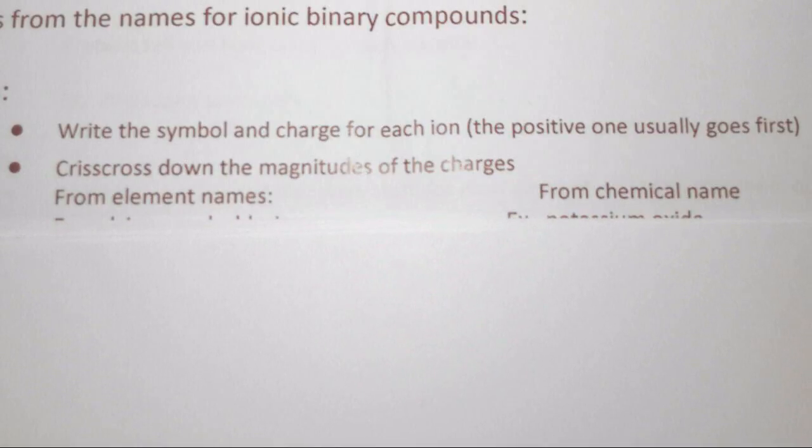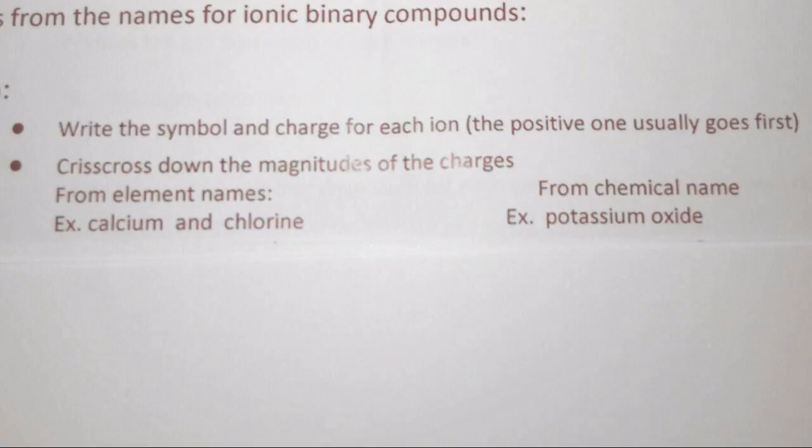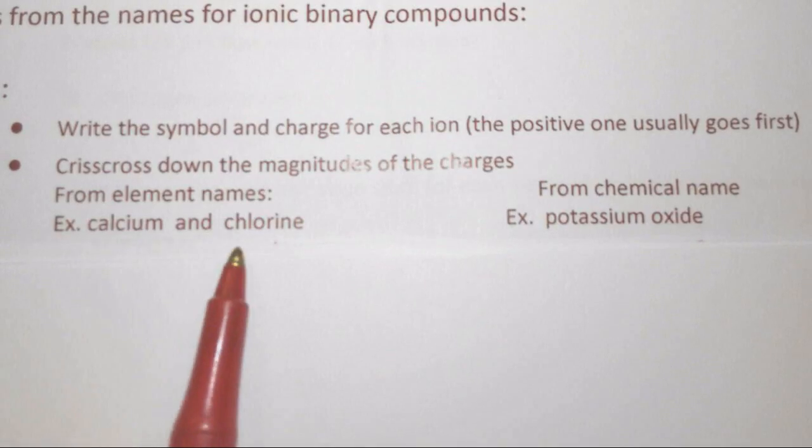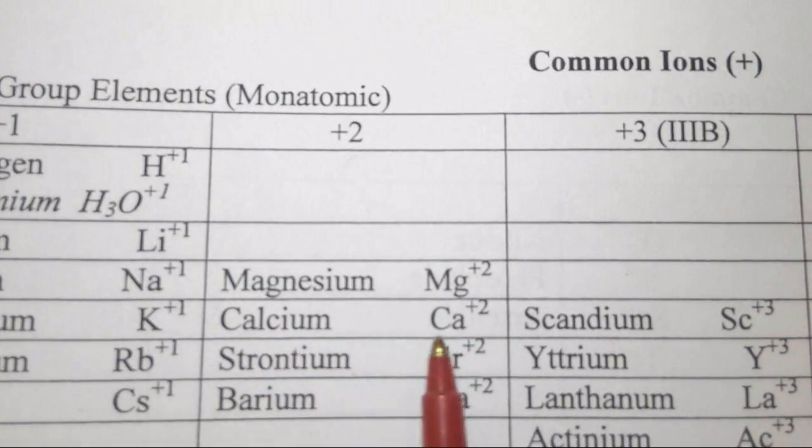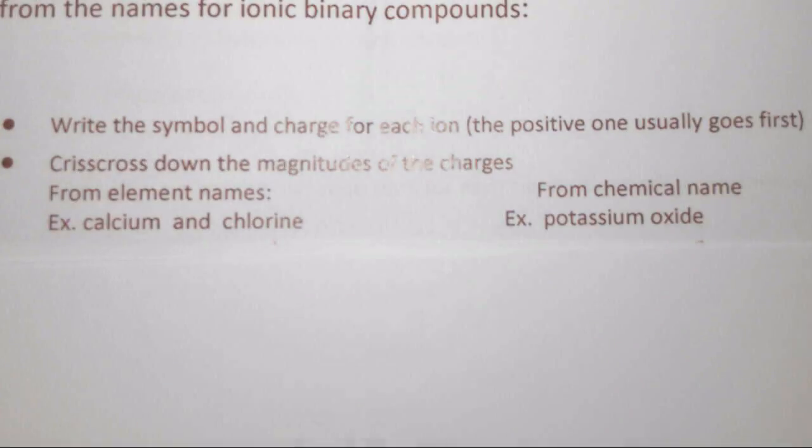Okay, so we're going to practice writing formulas. Sometimes they'll give you just the name of the elements, and sometimes they'll give you the actual name of the compound. So we'll practice both ways. If we have the element calcium, we need to see what ion calcium would make. You look on your ion chart, and this one sometimes takes a little more hunting because you don't always know if you're on the plus side or the minus side. When we find calcium, we see that it has a +2 charge, and so we're going to write that symbol and charge.